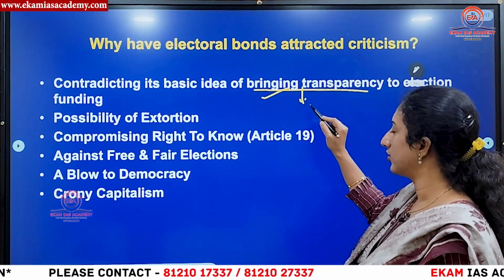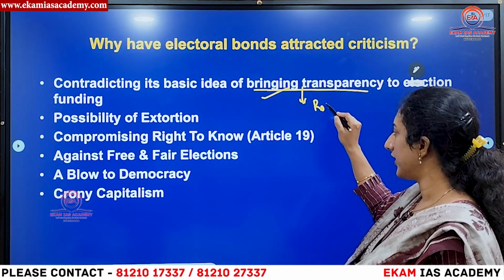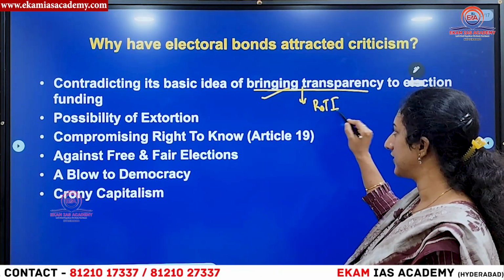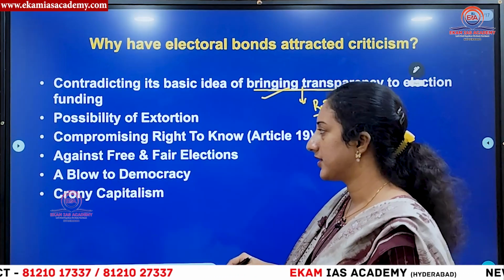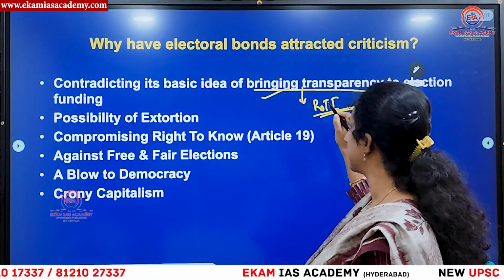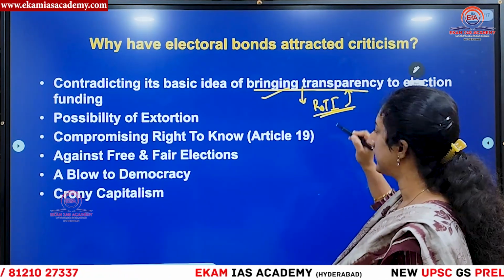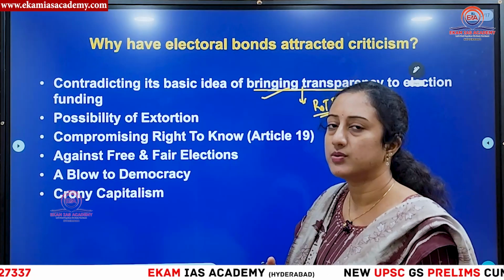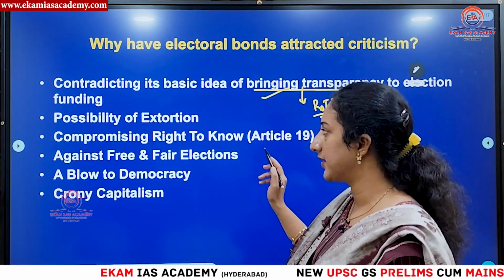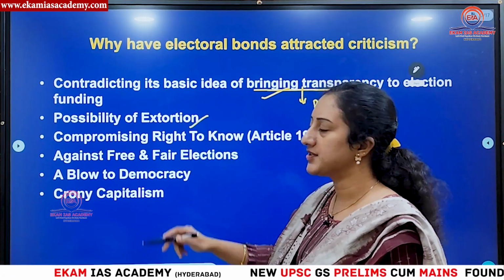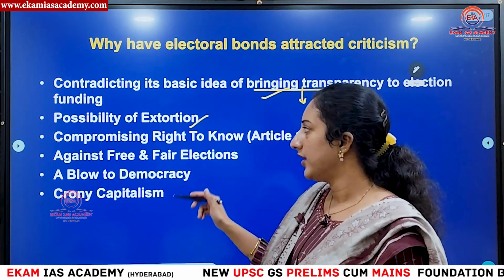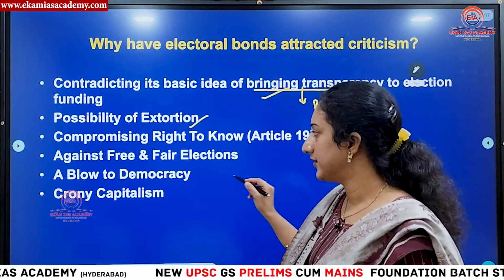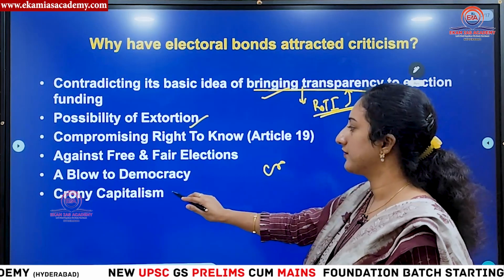You can say even accountability is also missing. Right to know, Right to Information Act, okay. So when this is getting compromised, transparency automatically will be the main thing which is getting impacted. Under RTI, right to information, transparency and accountability are the main two things which we receive, right? And possibility of extortion, means money can be misused also. And crony capitalism is also one another thing. Crony capitalism, okay, that we have discussed here.